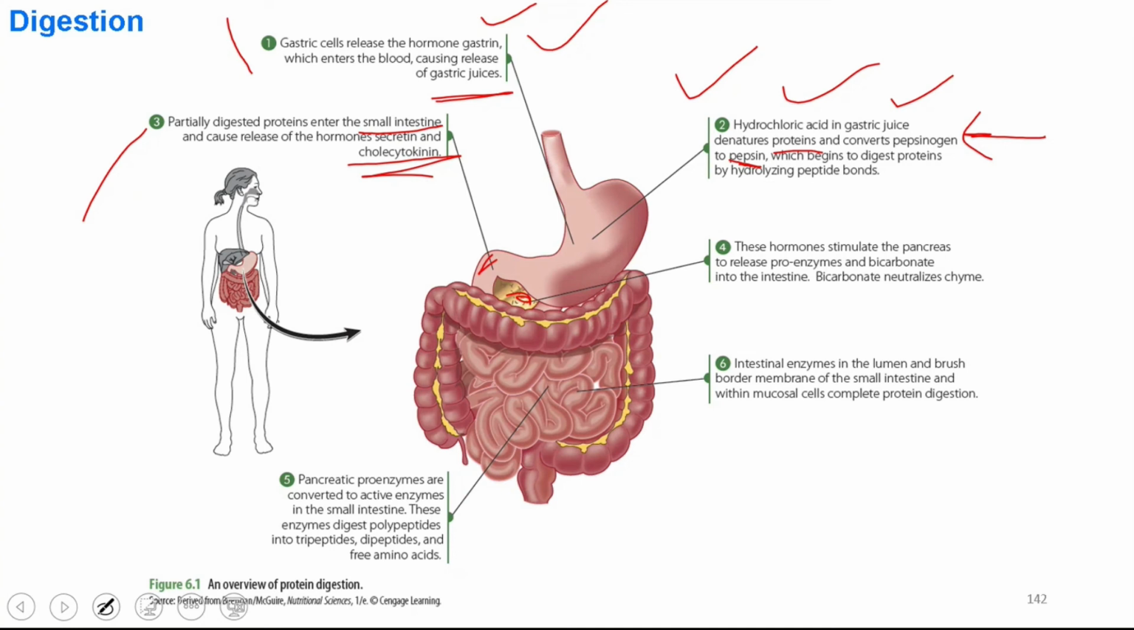अच्छा, these hormones stimulate the pancreas to release prohormone and bicarbonate into the intestine. अच्छा, ये कोलिसाइटोकाइनिन क्या करते हैं, पेंक्रियाज से बाइकार्बोनेट्स रिलीज करवाते हैं. ठीक है, आपको पता होना चाहिए कि जो भी स्टोमक से स्मॉल इंटेस्टाइन में दाखिल होता है वो एसिडिक इन नेचर होता है, लेकिन जो बाइकार्बोनेट पेंक्रियाज खारिज करता है उससे उसकी एसिडिटी न्यूट्रलाइज की जाती है, जो भी स्टोमक से पार्शली डाइजेस्टेड फूड आ रहा है. ये चौथा स्टेप हो गया.